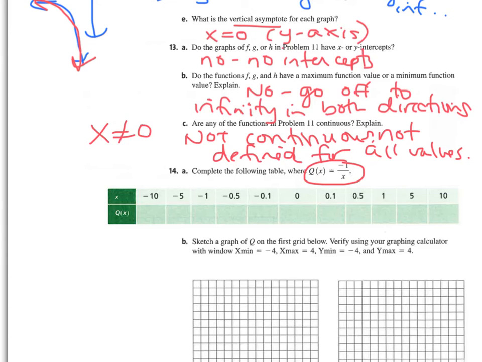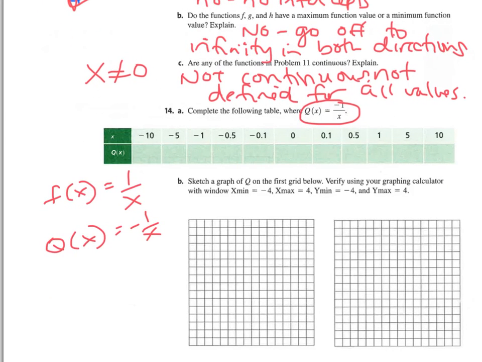Okay, so when you do your graphs, make sure you see some kind of reflection happening between f of x, which is our original 1 over x, and q of x, which is negative 1 over x. So I want you to make sure when you do that, that you see some kind of reflection. And see how you do with that. You're just filling in the table and then giving a quick sketch.